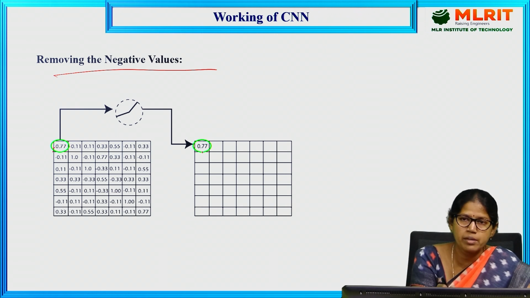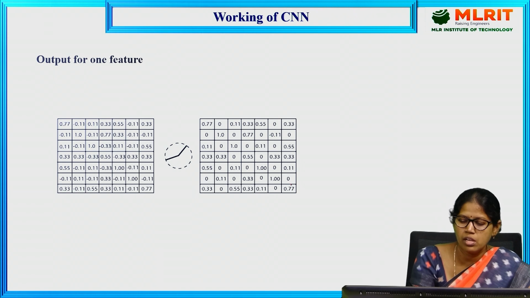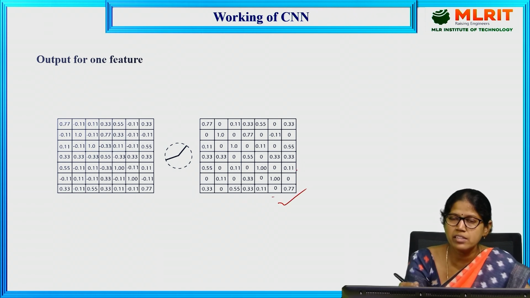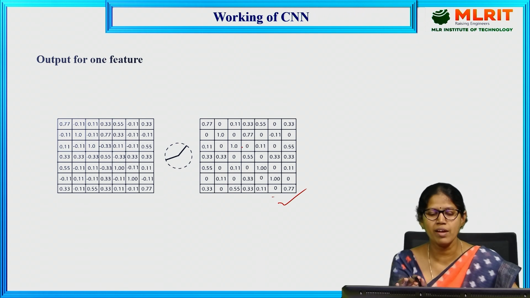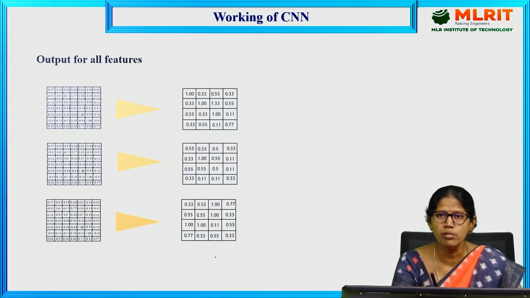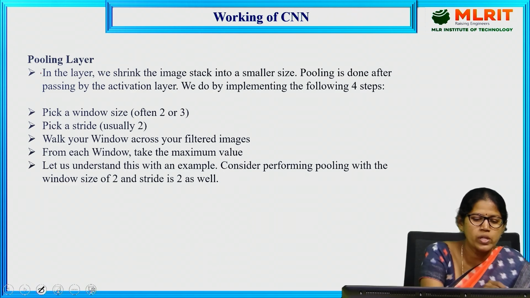0.77 remains the same, minus 0.11 becomes 0. Let's look at the feature map after performing ReLU: it contains zeros and positive values. So to all the feature maps, we apply the ReLU activation function. The next one is the pooling layer.